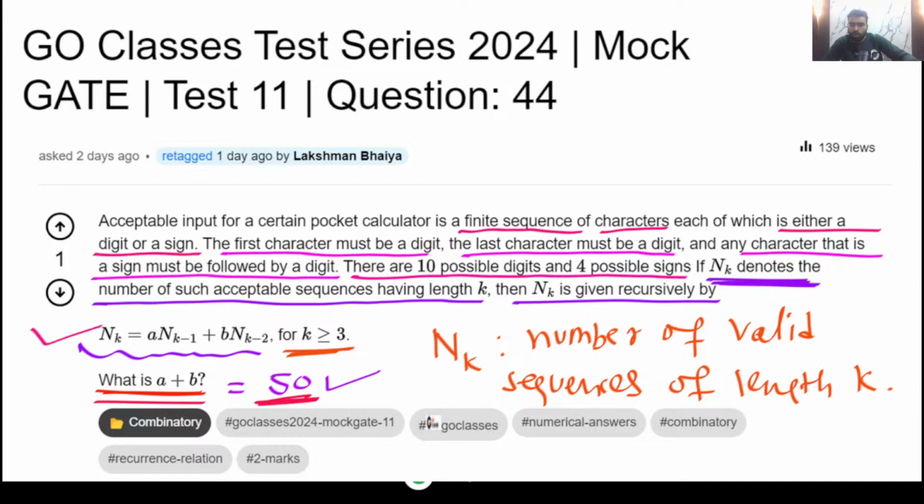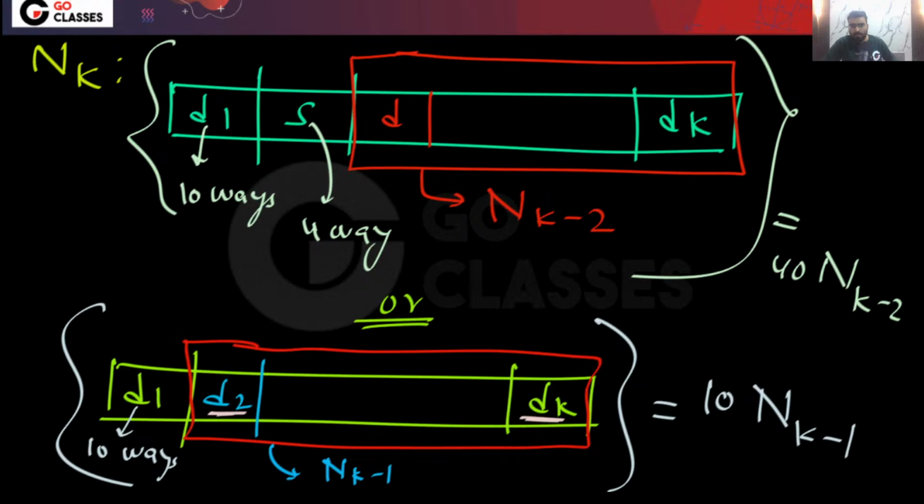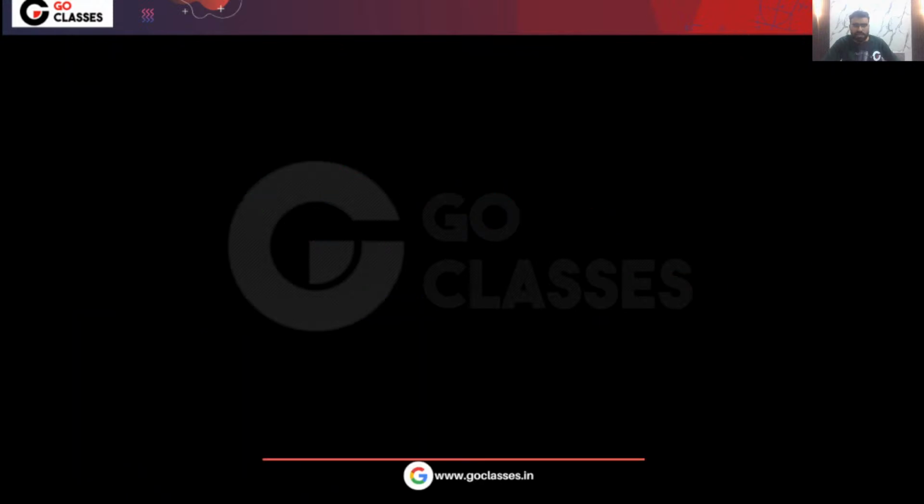Did you understand both the methods? Method 1, method 2. You can use method 1 or you can use method 2. In the exam, you can use method 1, but understand method 2 also. Method 2 is also very nice, an analytical method of how to write the recurrence relation. That is what I have told you. Okay, let's move on now.